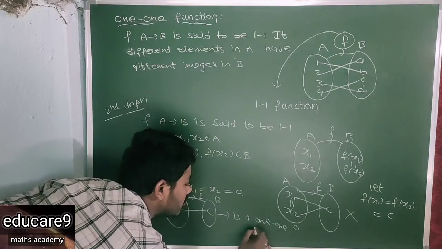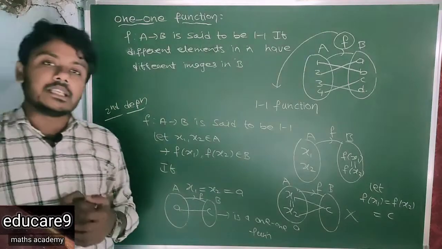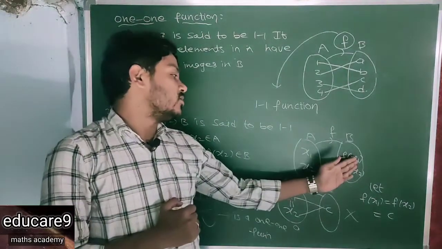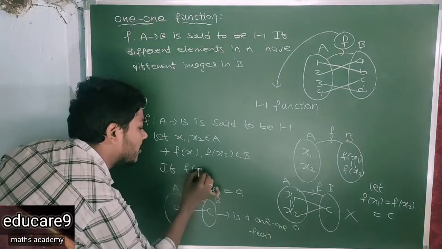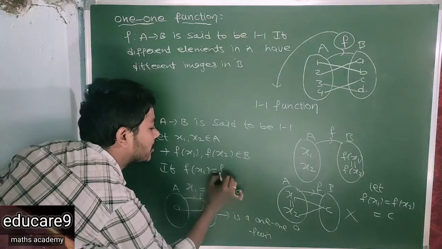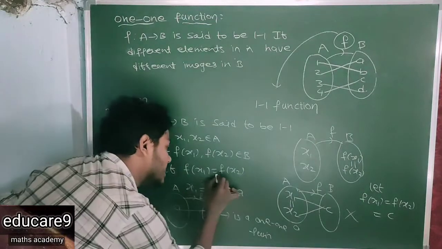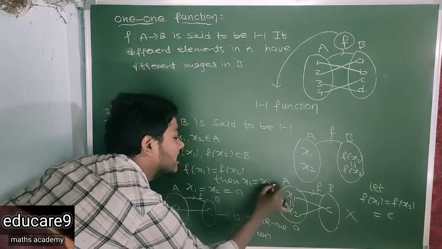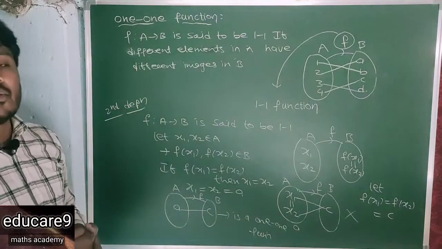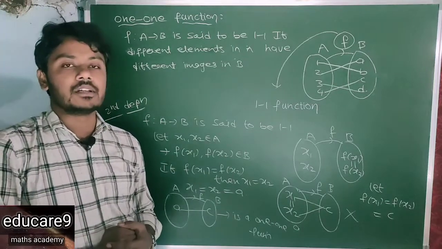So clearly from this you can say that if f of x1 is equal to f of x2, then x1 is equal to x2. Then only f is said to be a 1-1 function. So this is the definition of a 1-1 function.